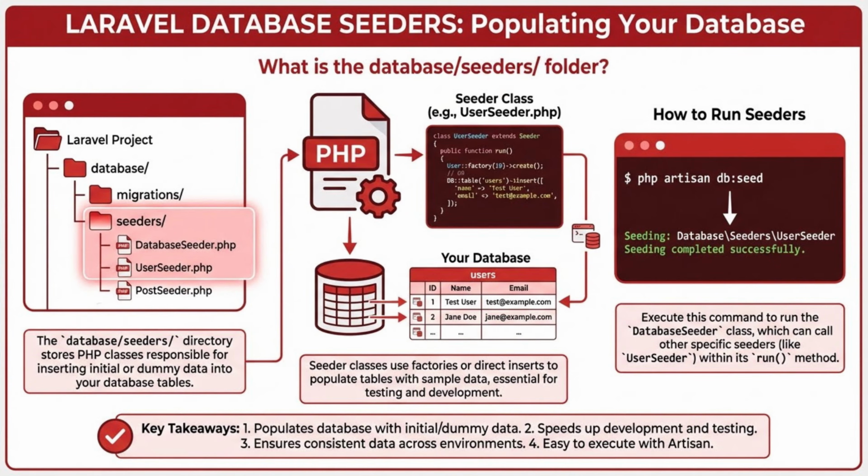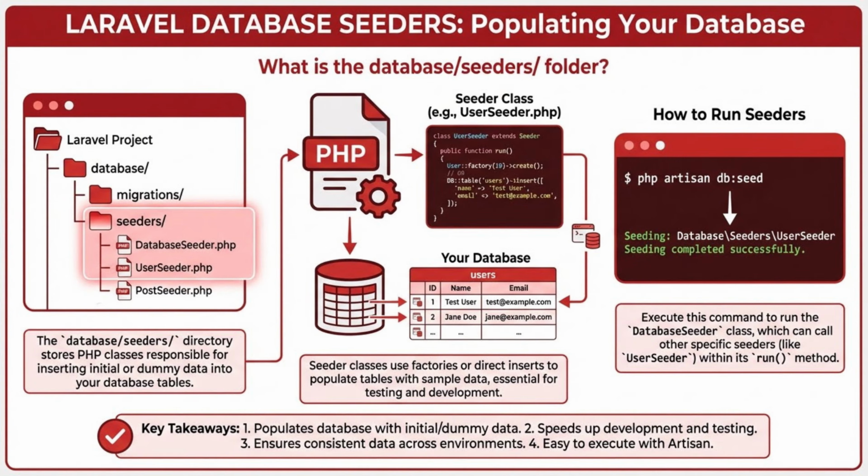A typical seeder class includes a run method where you can either generate data using model factories or insert records directly with database queries. For example, a UserSeeder might create 10 fake users using User::factory()->count(10)->create(), or it might insert custom sample users with specific names and email addresses. When the seeder is executed, Laravel runs this code and instantly populates the corresponding table in your database.